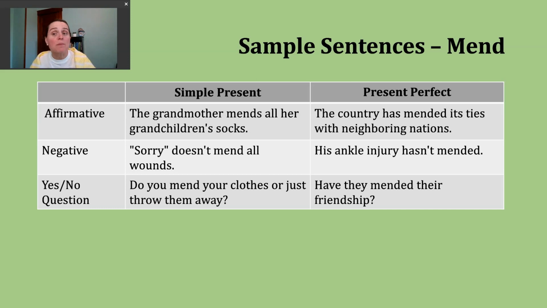Now, as I make present perfect sentences, I need to pay attention to my subject. If the subject is I, you, we, or they, I'm going to use have and then the participle form of the verb. But if my subject is he, she, or it, then I'll use has and the participle form of the verb. An example of this might be, the country has mended its ties with neighboring nations.